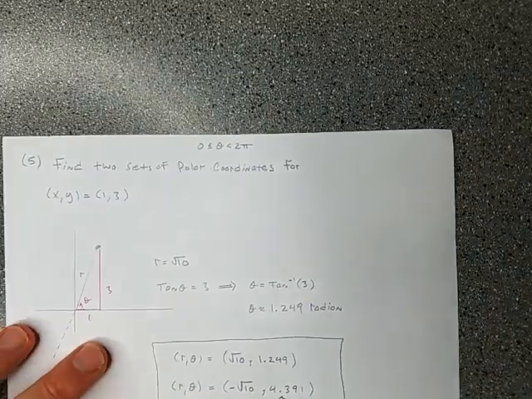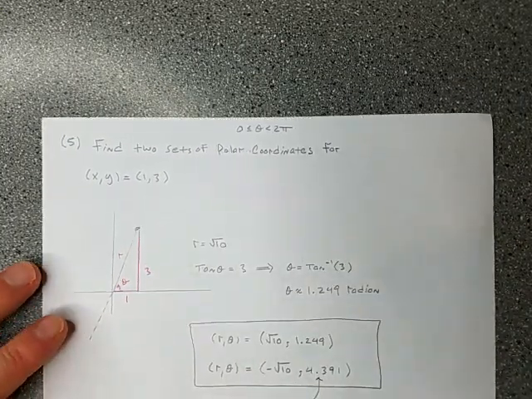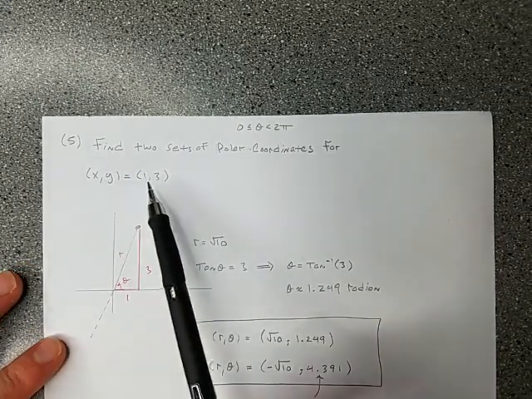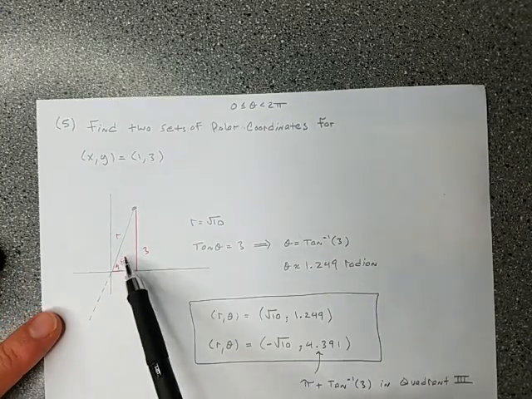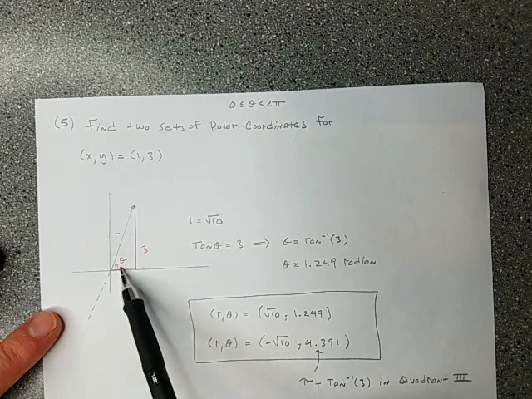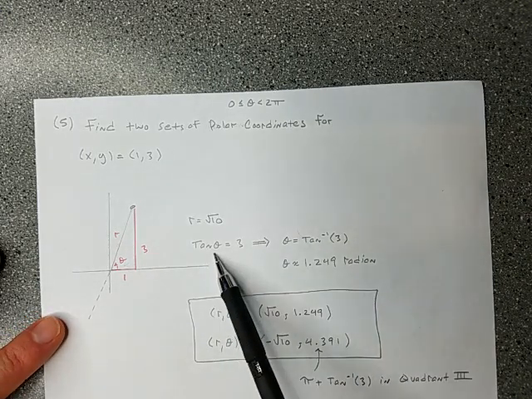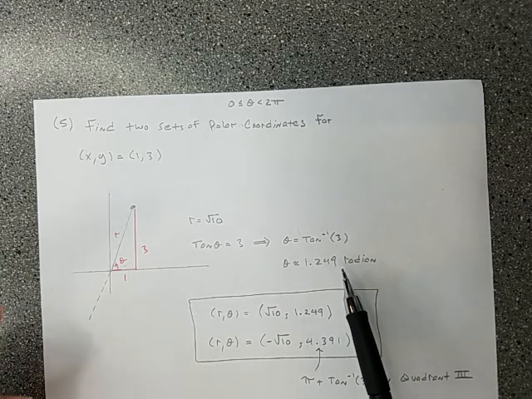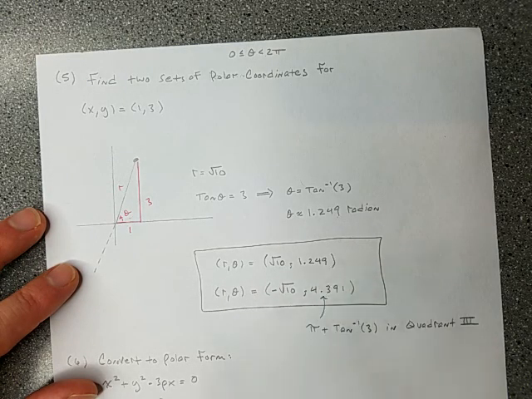Let's look at question 5. So this one is the same style as the last one. Find two sets of polar coordinates for this point in rectangular coordinates. So remember, I can find r is going to be the square root of x squared plus y squared. So that's going to be root 10 in my case. And then I need to know this angle in that triangle. That will be the angular coordinate in my polar coordinates. I can find that with tangent. It turns out it's about 1.249 radians. So one answer would be root 10 for r, 1.249 radians for theta.